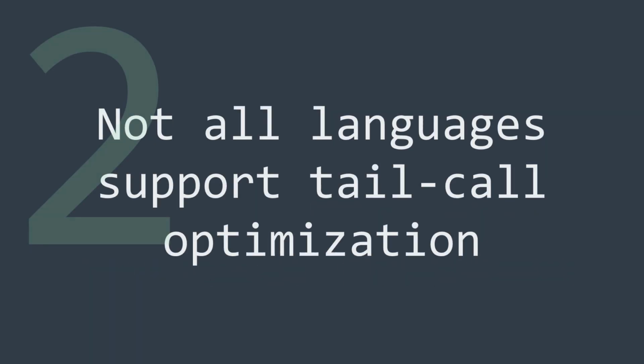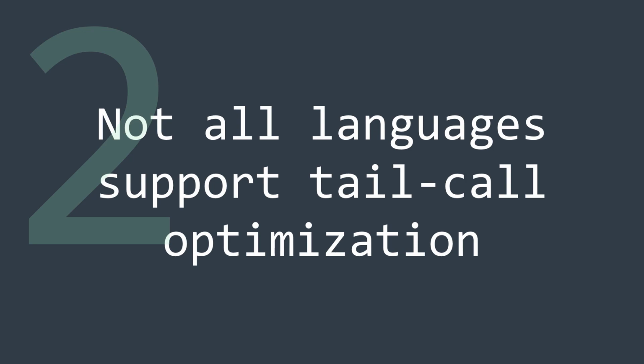Second thing, not all languages support tail call optimization. Some of them do, like Haskell and Scheme, but some of them don't, like Java. And if you're using a language that doesn't support TCO, the best alternative is to transform your tail recursive function into an iterative one that uses a loop. We will see it in the next point.